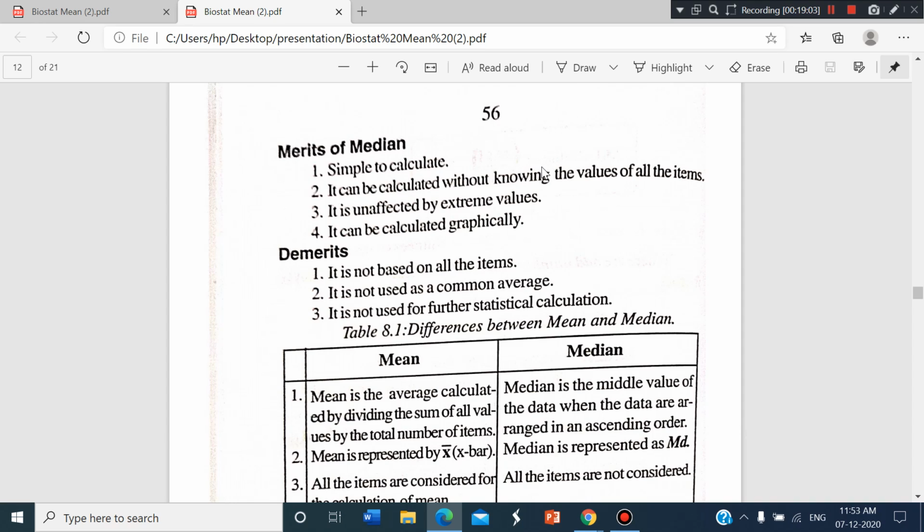That's the merit. The demerit is that it is not based on all items, because we can calculate it without considering all items. That's why it is not used as a common average. It is only the mid value. And once you get the median value, that value cannot be used for further statistical observation or calculation.